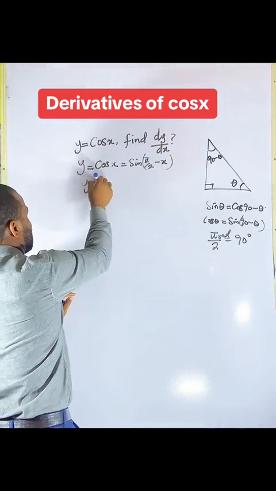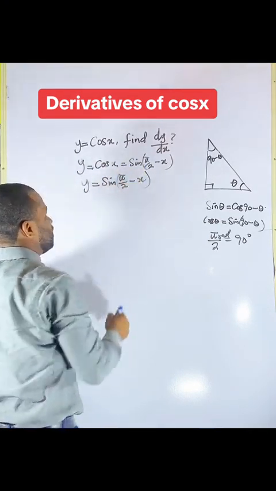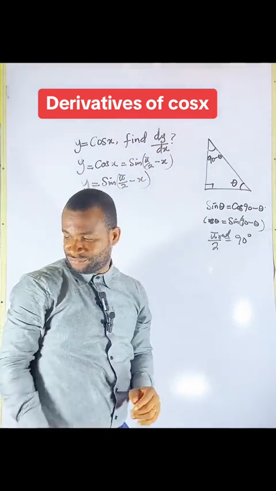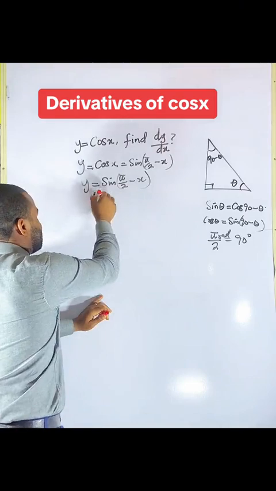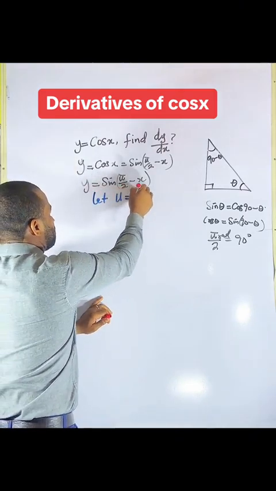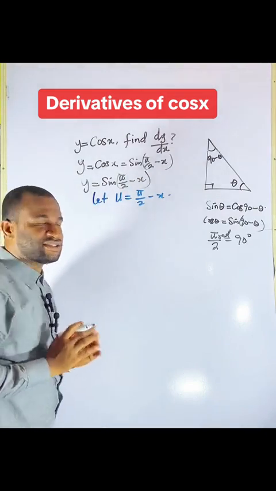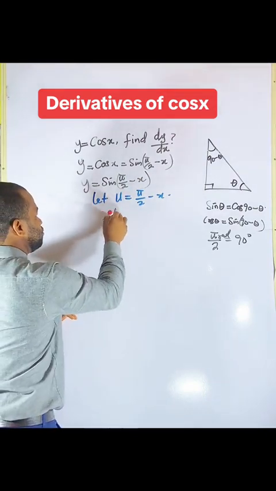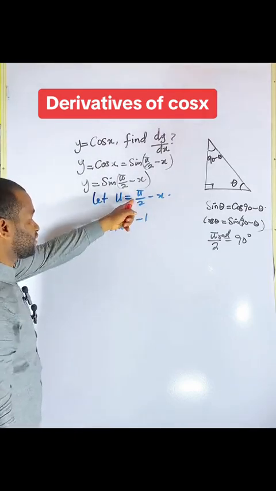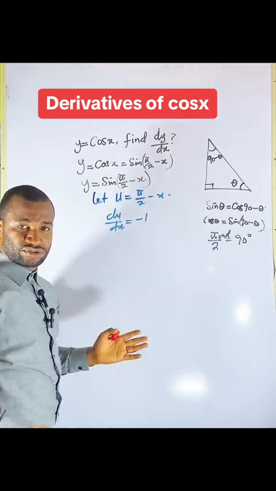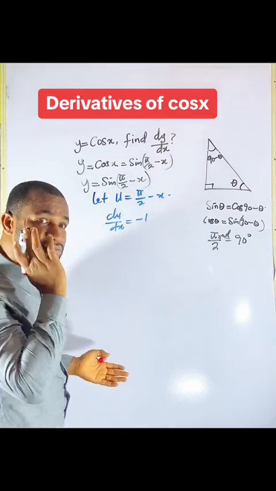Remember, we now have y is equal to sine of pi over 2 minus x. Now, I'm going to apply the chain rule. In my chain rule, I'm going to say let u be pi over 2 minus x. When I do that, I will now say du/dx is equal to minus 1. Of course, pi over 2 is a constant. It cannot be derived. It's going to be 0.